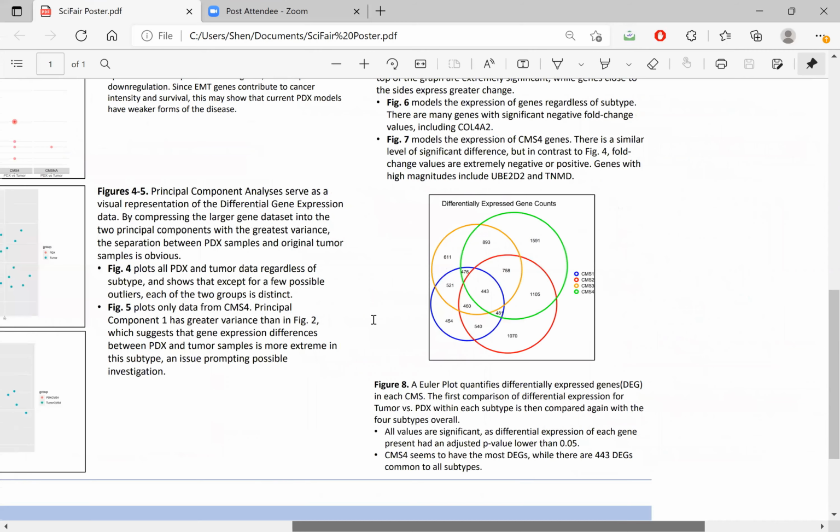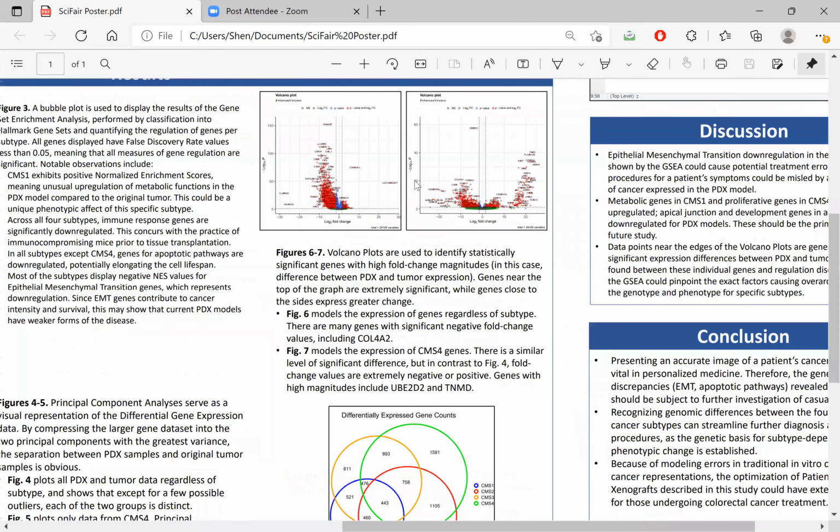Next are these volcano plots. So these are used to identify statistically significant genes with high fold change magnitudes, which means the difference between the PDX expression and the tumor expression. So genes that lay on the two extreme edges, so the left and the right edges, are the genes with the greatest magnitude of change, while genes towards the top of the graph are the most significant.